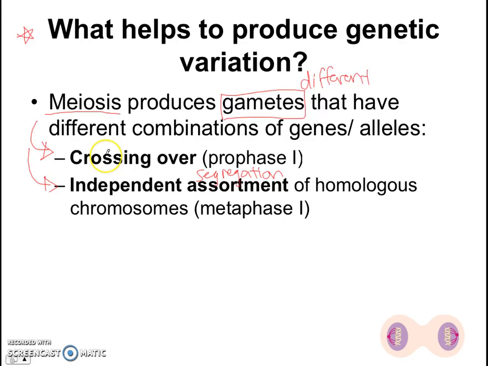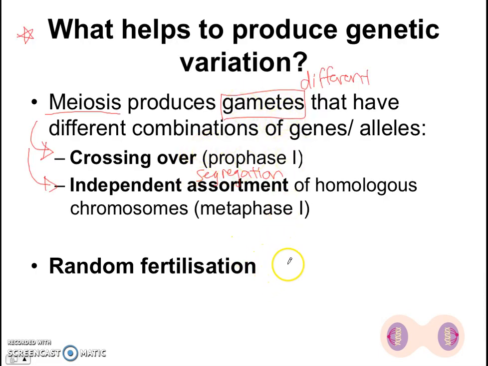And secondly, genetic variation is also produced through random fertilization. So once I get different gametes, so let's say there are many different gametes inside me, all my sperm are different, and then there's many different gametes in my wife, all her eggs are different. I randomly pick one of my sperm and I randomly pick one of her eggs, and that's random fertilization. So that's another reason why all our offspring are different. It's due to the randomness of fertilization, or randomness of which sperm fuses with which egg.